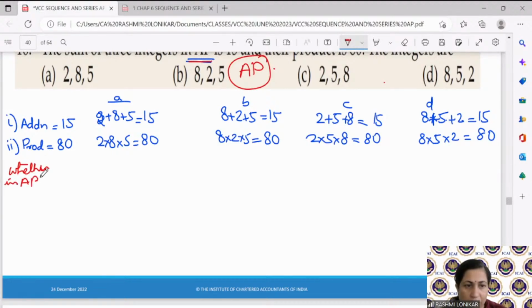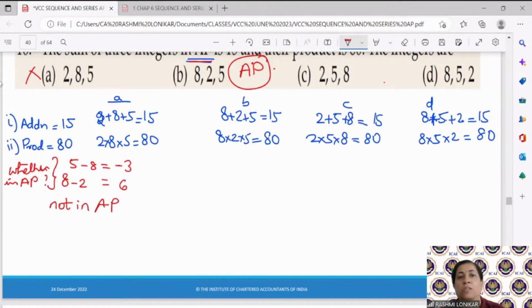How do I check whether in AP? Third term minus second term and second term minus first term should be the same. What is here? Third term minus second term, 5 minus 8 is minus 3. Second minus first is 6. Are they in AP? This is not in AP. So that is why this option is incorrect.